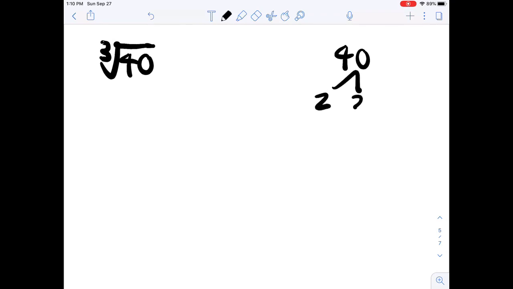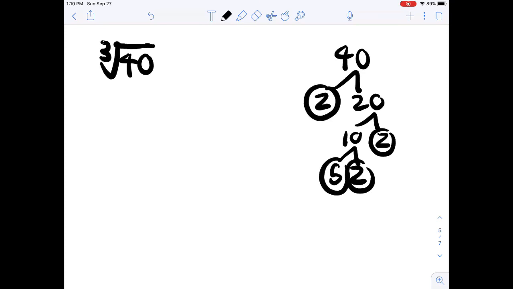Let's do another example here, except we're going to cube root a radicand. So let's say we need to solve the cube root of 40. Again, this is not a rational number, and 40 is not a perfect cube, so we have to express this as a mixed radical. So like before, we're going to make a factor tree of 40 and find all the prime factors. So 40 equals 2 times 20, 20 equals 10 times 2, and 10 equals 5 times 2. And these are the prime factors of 40.